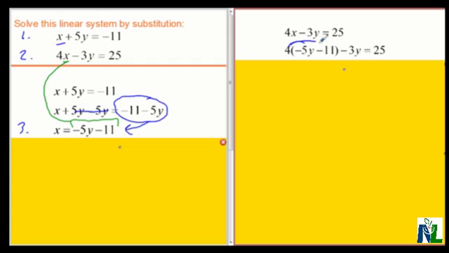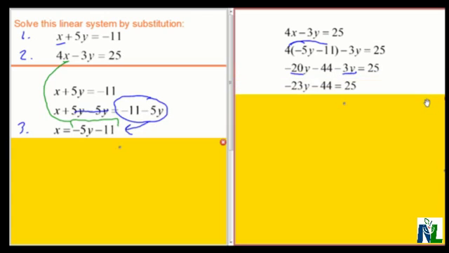Now both pieces here are multiplied by 4. So I'll get negative 20y minus 44 minus 3y equals 25. I've got like terms here. Negative 20y minus 3y is negative 23y. So on the left-hand side, I'll have negative 23y minus 44 equals, on the right-hand side, 25.